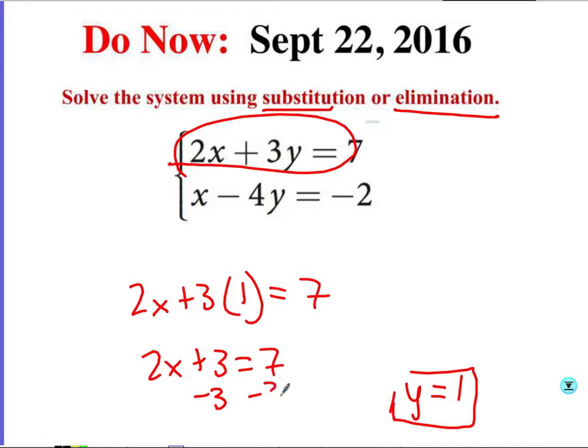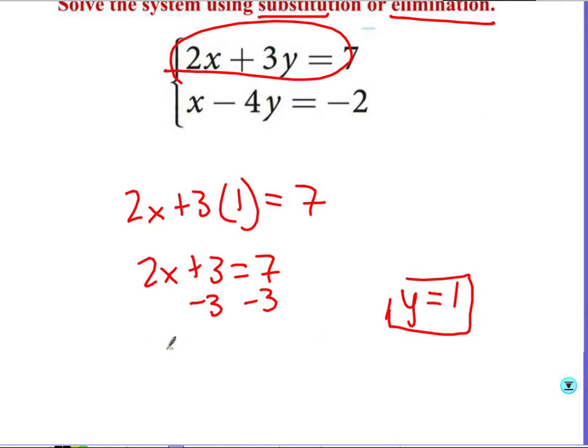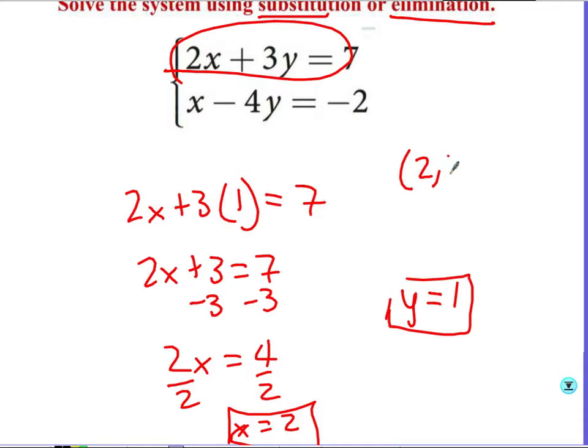Subtract 3 on both sides. And what I'm going to get is 2x is equal to 4. Divide both sides by 2, and so x is equal to 2. So here's my answer. Using elimination, my ordered pair is going to be (2, 1). That's my answer. If you use substitution, you should get the same answer.